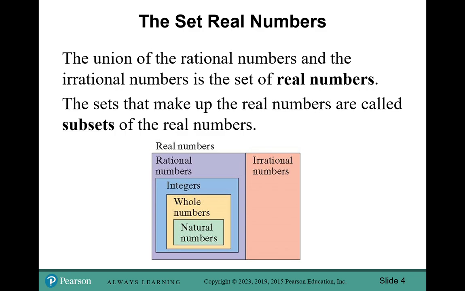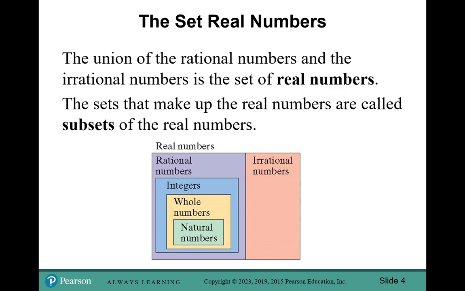The set of real numbers, the union of the rational numbers and the irrational numbers, is the set of real numbers. The sets that make up the real numbers are called subsets of the real numbers. So let's look at this. Real numbers. Okay, all of these are subsets of the real numbers. Rational numbers are a subset of the real numbers. Integers are a subset. Whole numbers are a subset. Natural numbers are a subset. And irrational numbers are a subset of the real numbers. Okay, all of these are real numbers.